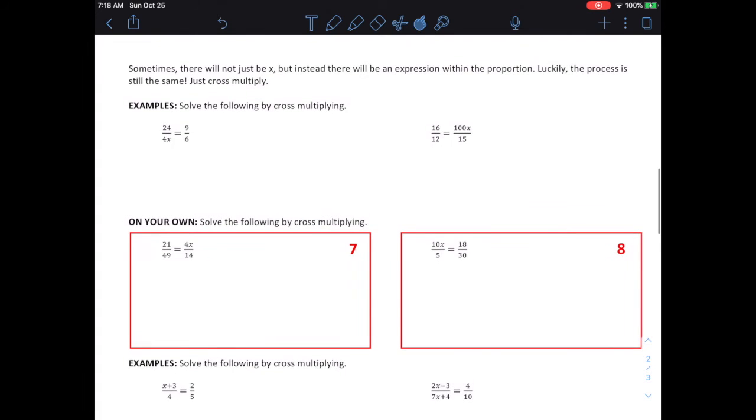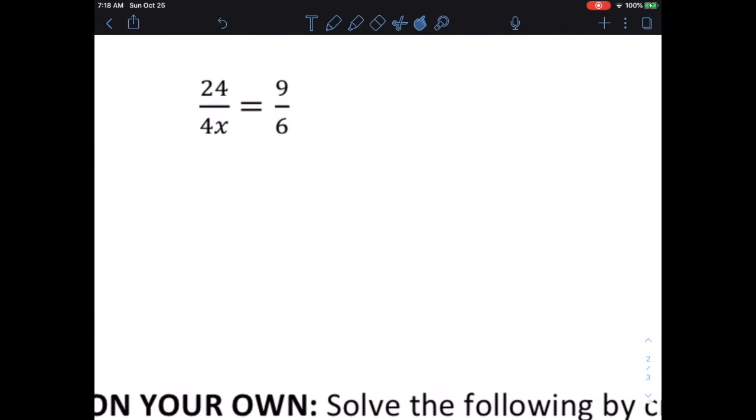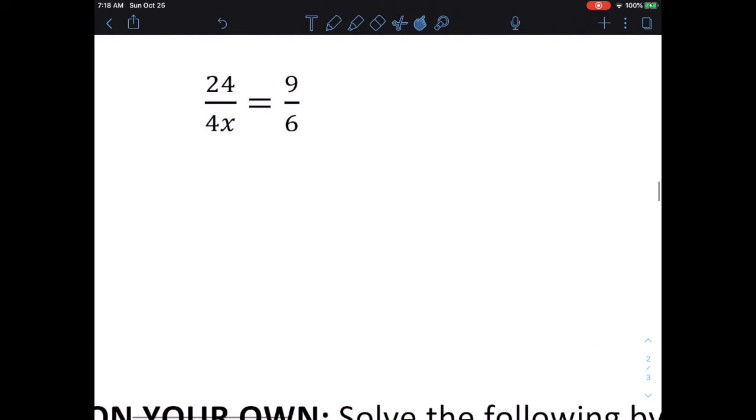All right, the next 2 examples take it one step further. And when I say that, what I mean is you'll notice when you look at these that the x is no longer by itself. The x has a number that's along with it. And that's just going to make us do one more little multiplication step in each one of these problems. Okay, we're still going to cross multiply. We're still going to do everything that we did. We just have to do one more little multiplication step.